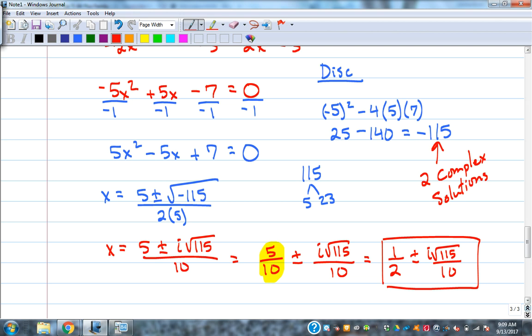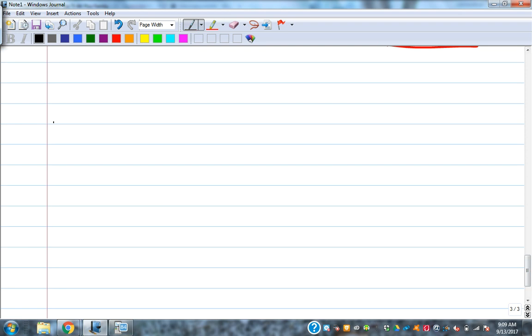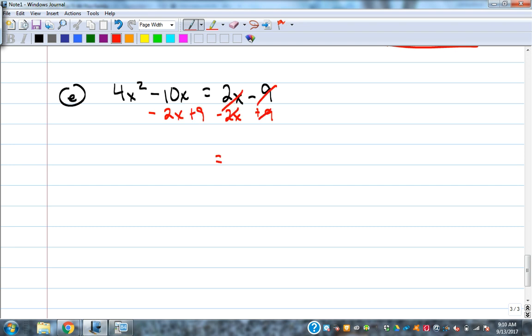Let's do one more. That other case for the discriminant, we haven't done one like that yet. So let's get one knocked out like that. 4x squared minus 10x equals 2x minus 9. What do I do first? Get 0 on one side. I'm going to move this other stuff, and then plus 9 somewhere there. There's my 0. 4x squared minus 12x plus 9.